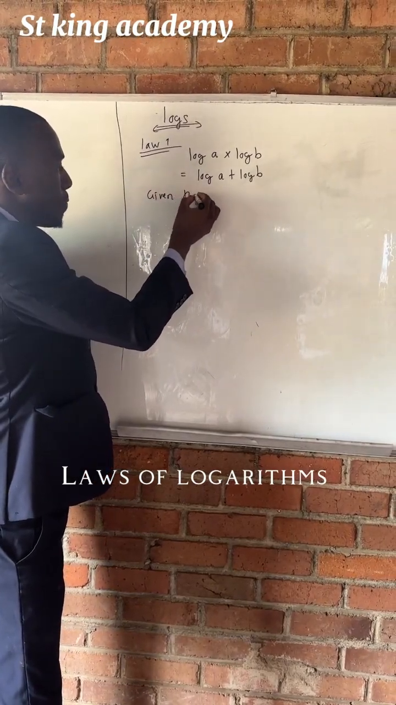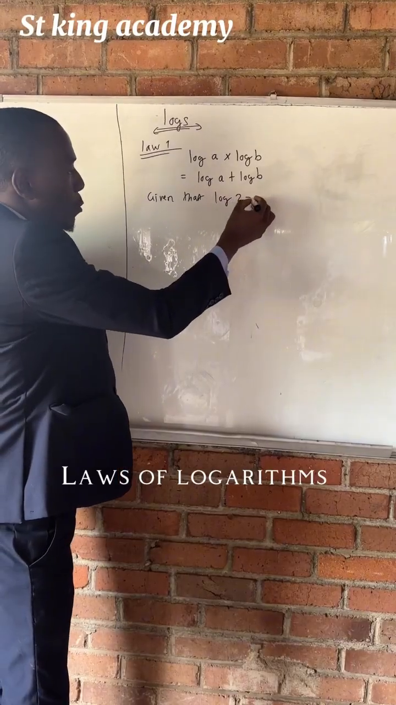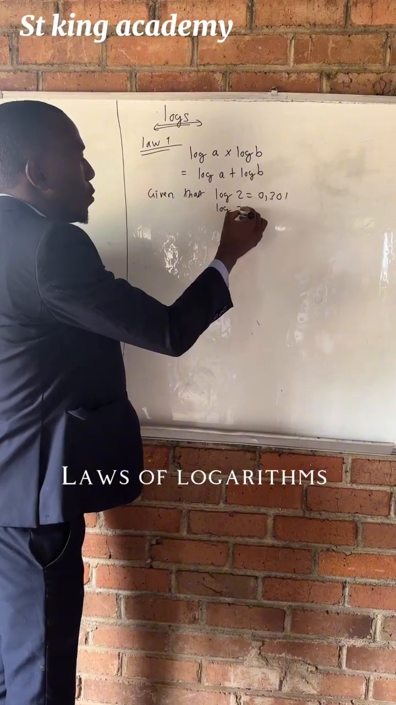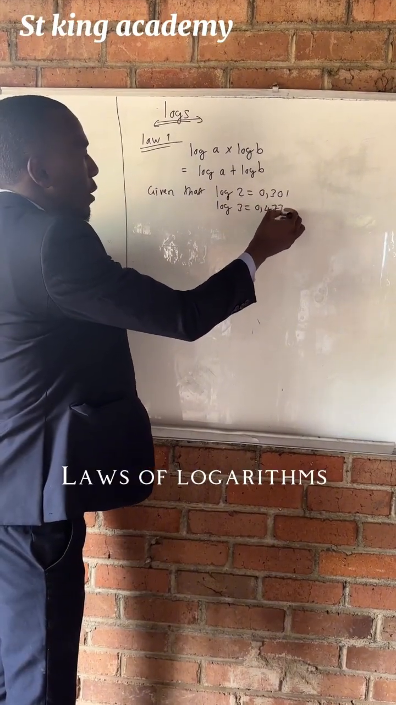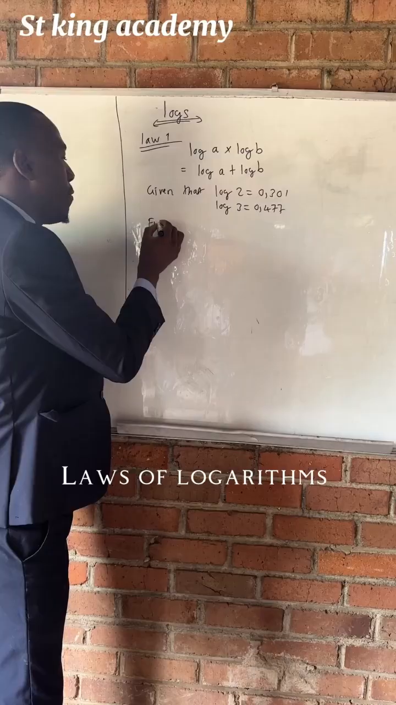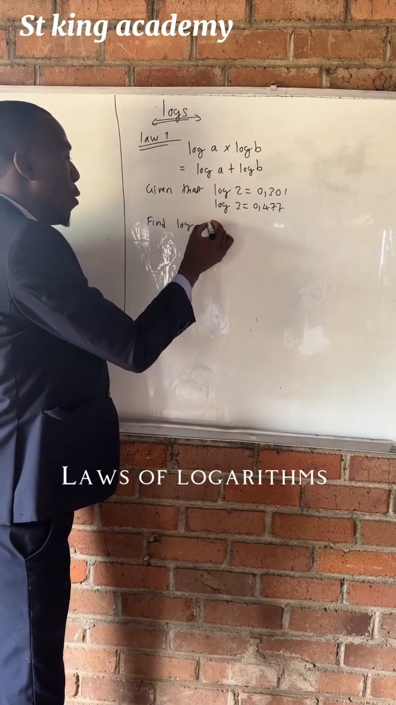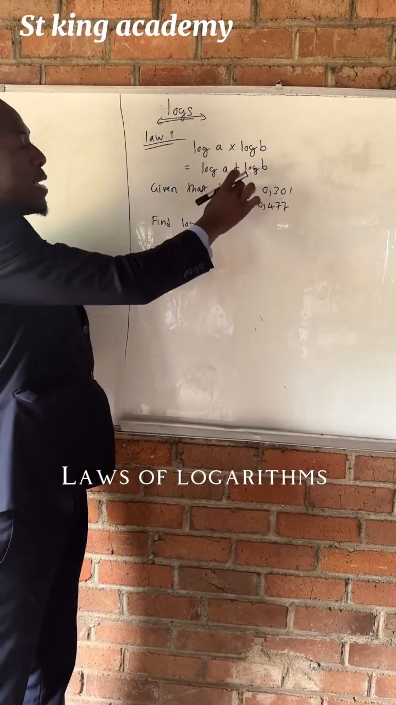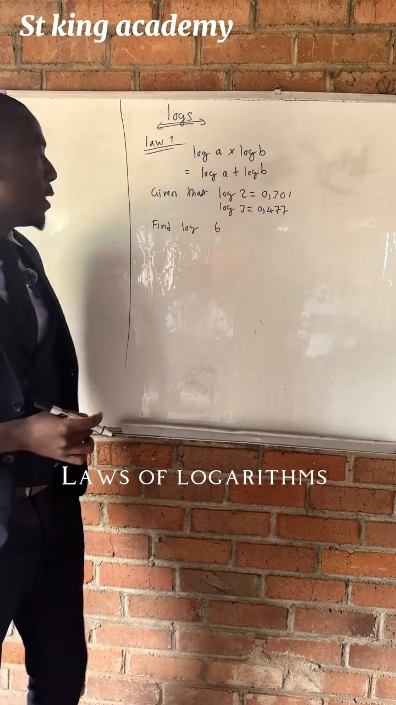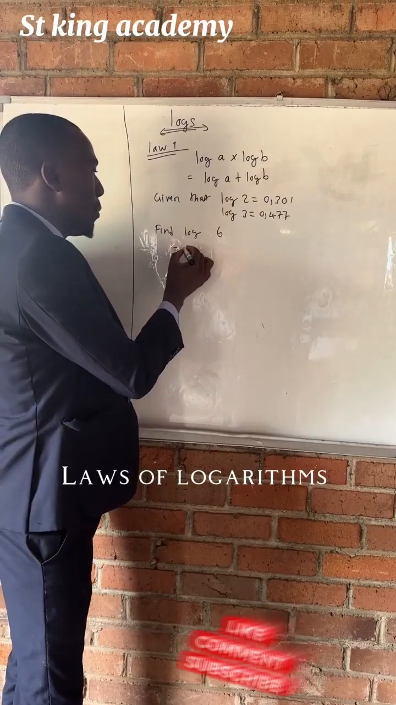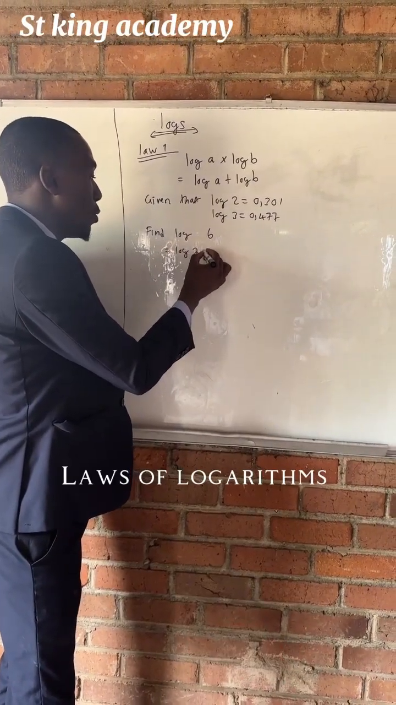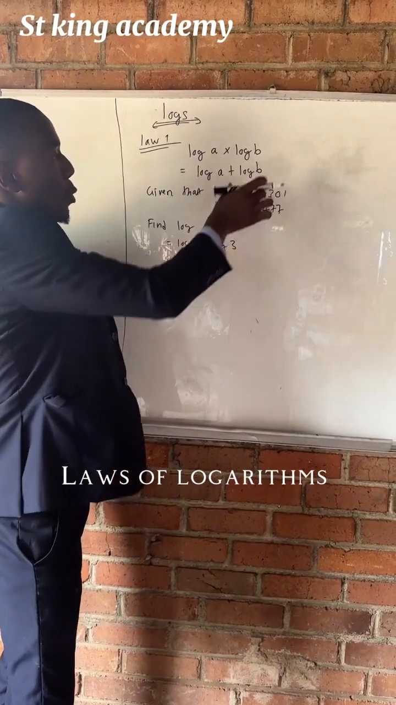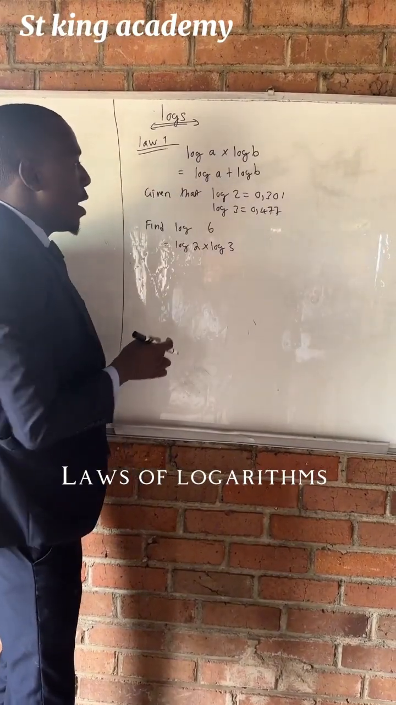So let's say we are given that log 2 is equal to 0,301 and log 3 is equal to 0,477. Then I ask you to find log 6. Right, so I want to find log 6 using log 2 and log 3. So log 6 is the same as log 2 times log 3. Remember, when we multiply, we add our logs.